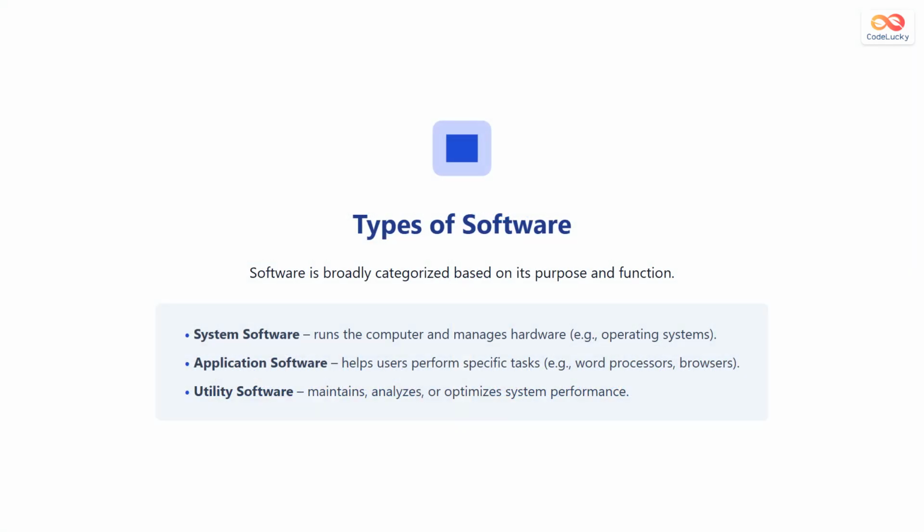Software is divided into different categories. System software controls the computer and connects hardware together. Applications software helps users finish tasks, for example, writing, browsing, or designing. Utility software keeps the system healthy by cleaning files or protecting against viruses. Each type works in its own way to make devices effective and reliable.